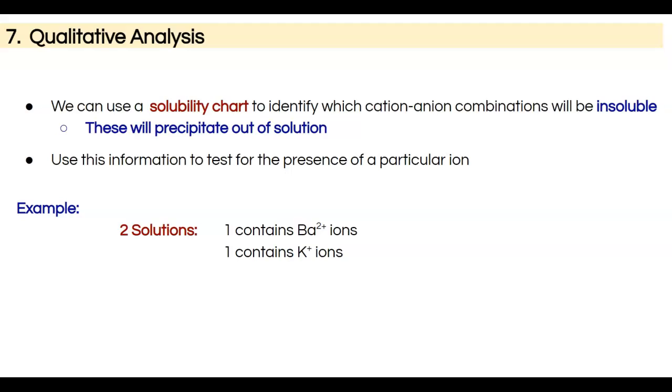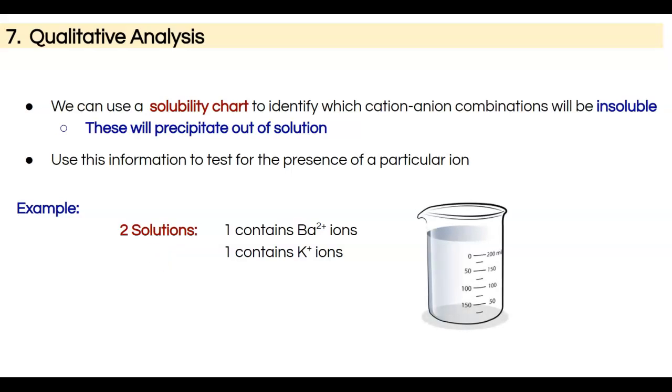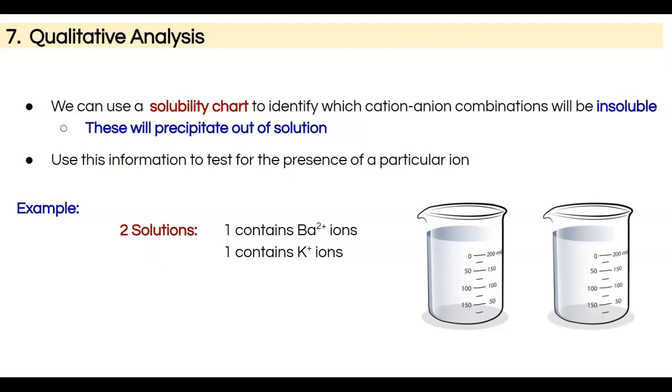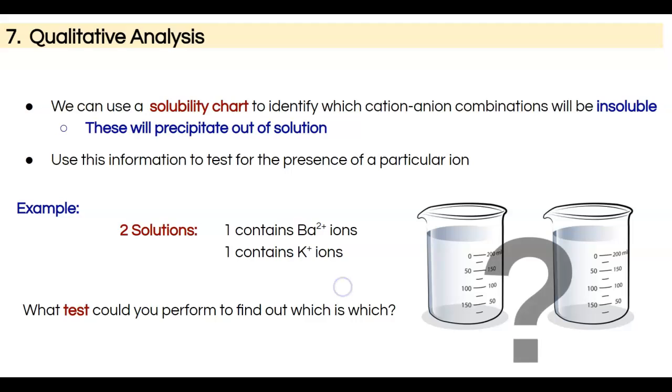I want you to envision that you have two solutions. You've just gone ahead and made two solutions in the lab. One of them has barium ions and the other one has potassium ions, but you forgot to label them. Bad practice from a chemistry perspective, but it happens. Now you're wondering, well, the solutions that you made were both aqueous and they look identical. How do you remember which one is which? That's what we're going to talk about next. I want you to think about what test you could perform to figure out which one is which.